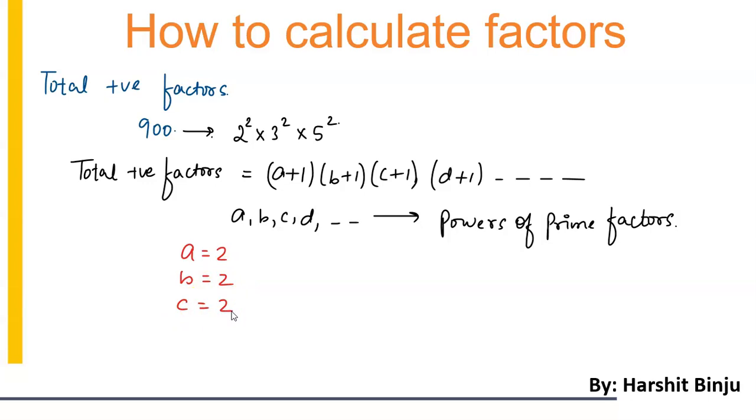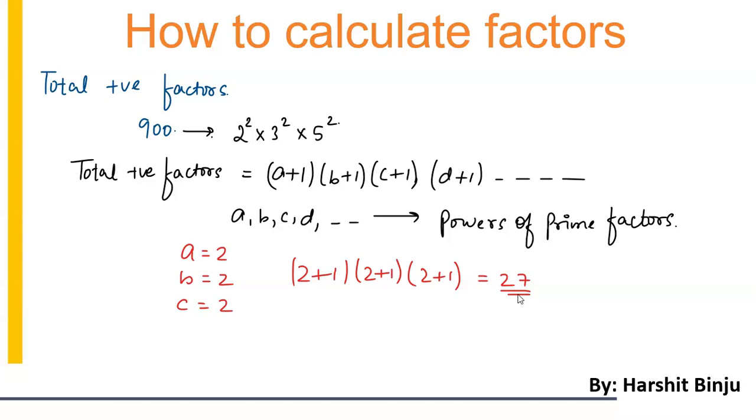C here will also be equal to 2. So what will be the total number of factors? The total number of positive factors will be 2 plus 1 into 2 plus 1 into 2 plus 1, which will be equal to 27. And so you have a total of 27 positive factors.